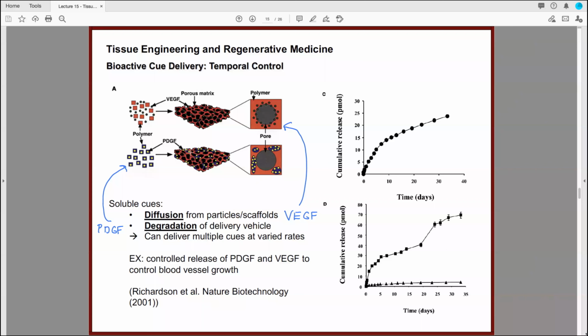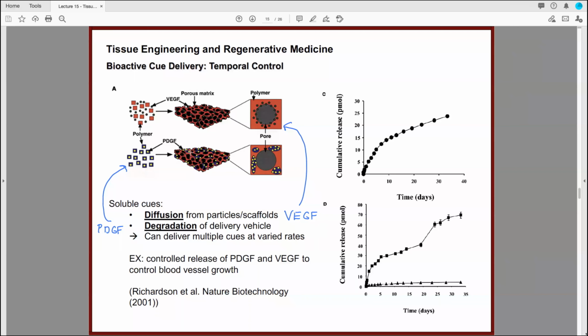So these soluble cues exhibit different diffusion rates from those particles and scaffolds, and that's because they exhibit different degradation rates of the delivery vehicle. So you can enable this by putting them either in these small domains or directly in the polymer, the varied rates of the delivery of those growth factors.